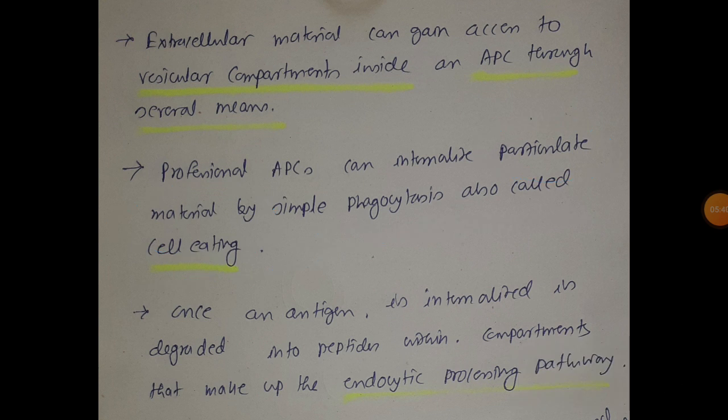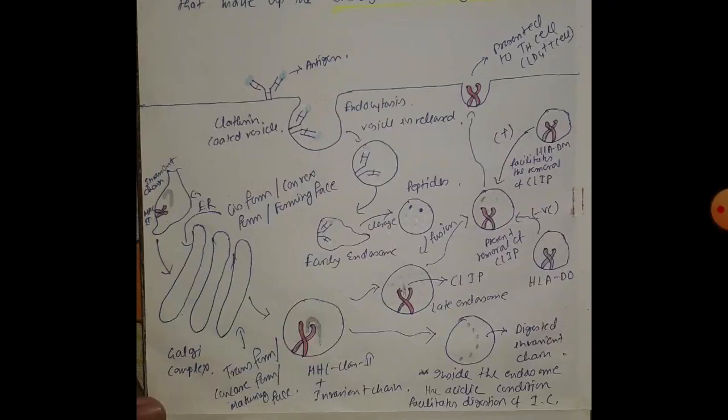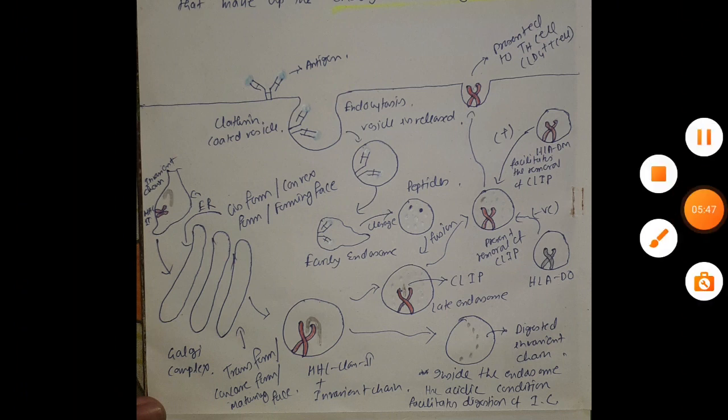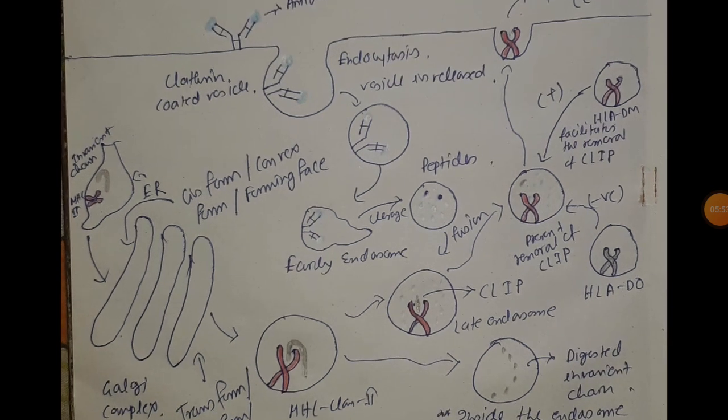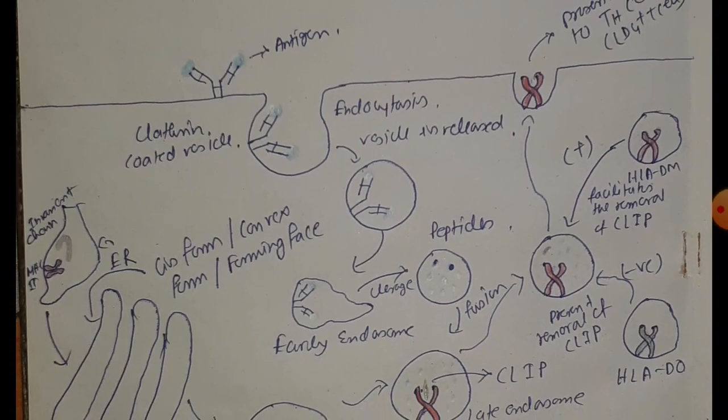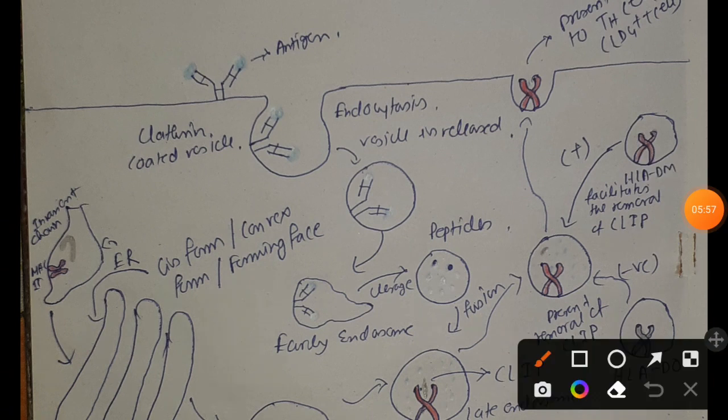Now let's see how the entire thing is going on. This is the diagram for MHC class 2 molecule. First of all, I hope you know that antibody is Y shaped, and this is the FAB portion, that is the antigen binding portion. So here the antigen will bind.